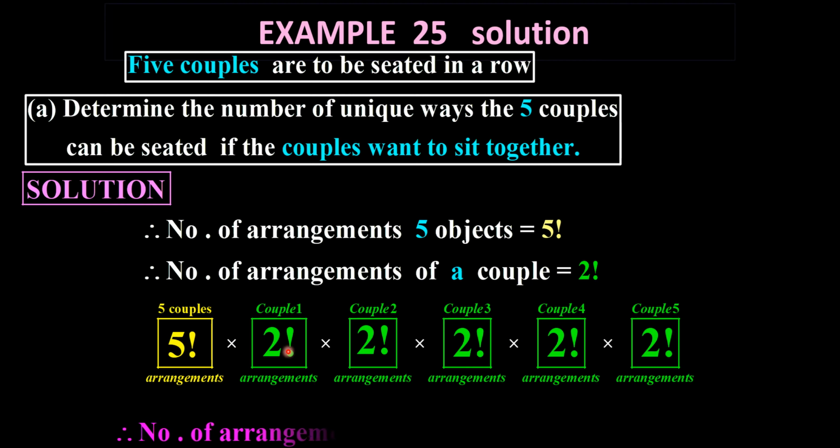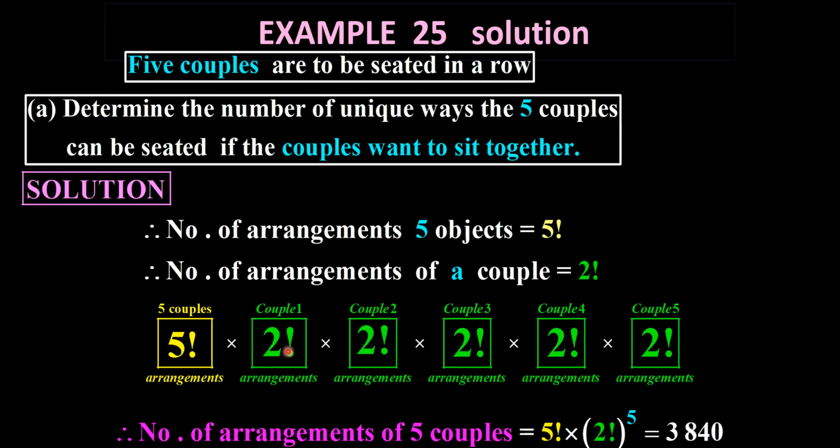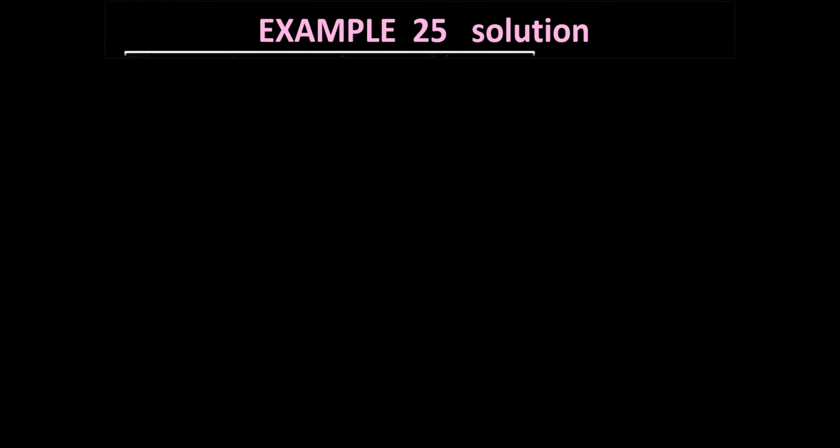So there I have my arrangements. There will be 5 factorial, and the couples are all the same, so that's 2 factorial, 1, 2, 3, 4, 5. It's repeated multiplication. I just write it as 2 to the 5. If we calculate that, that gives me 3,840. Just recall here, this is just counting, not a probability. Let's do the second one here.